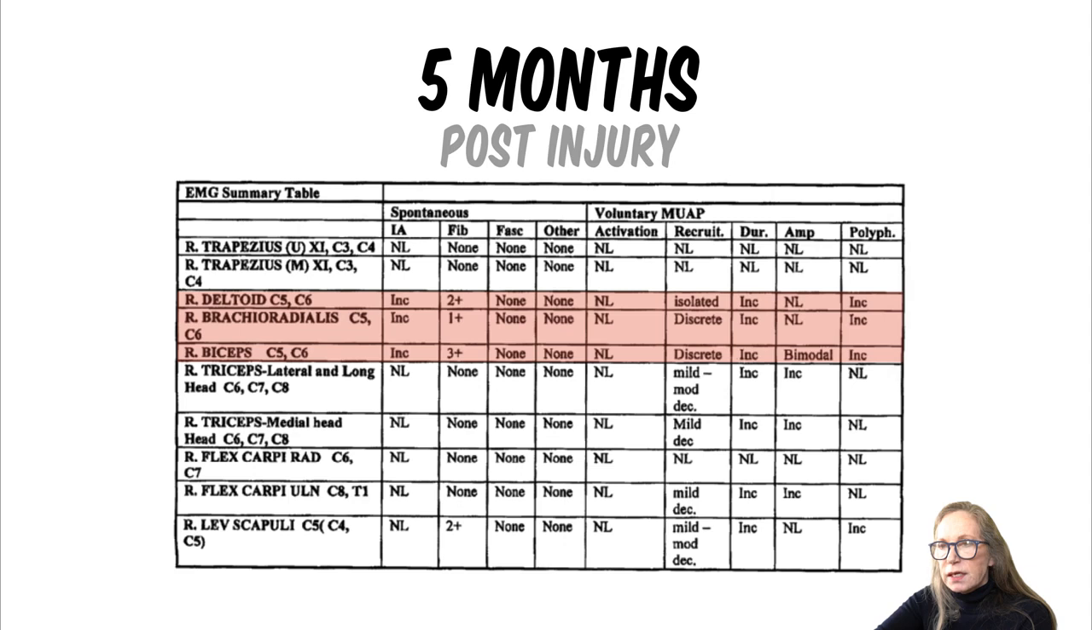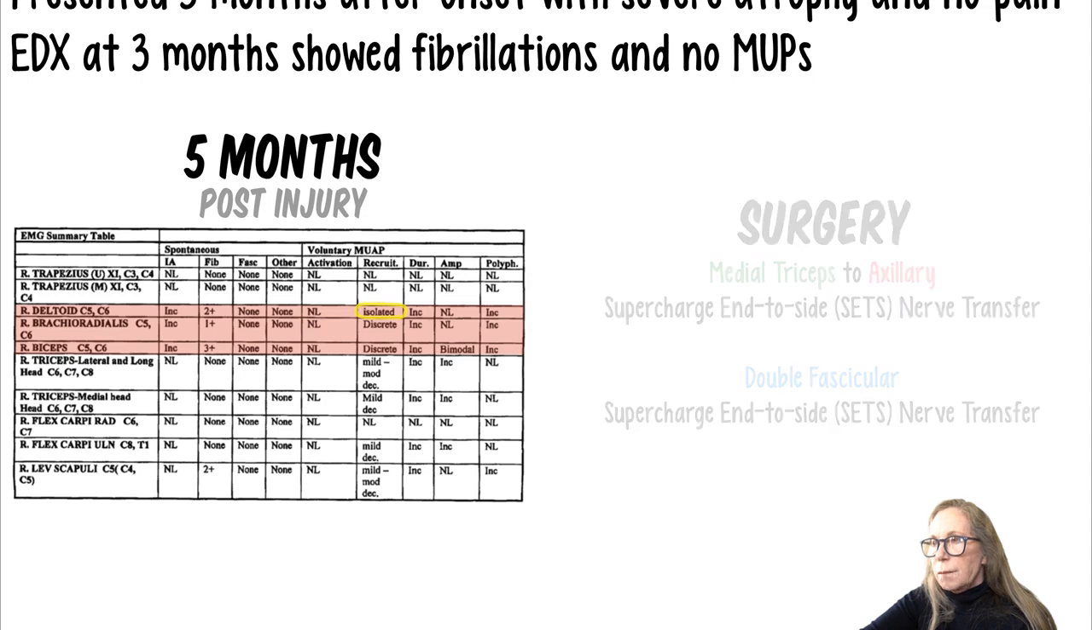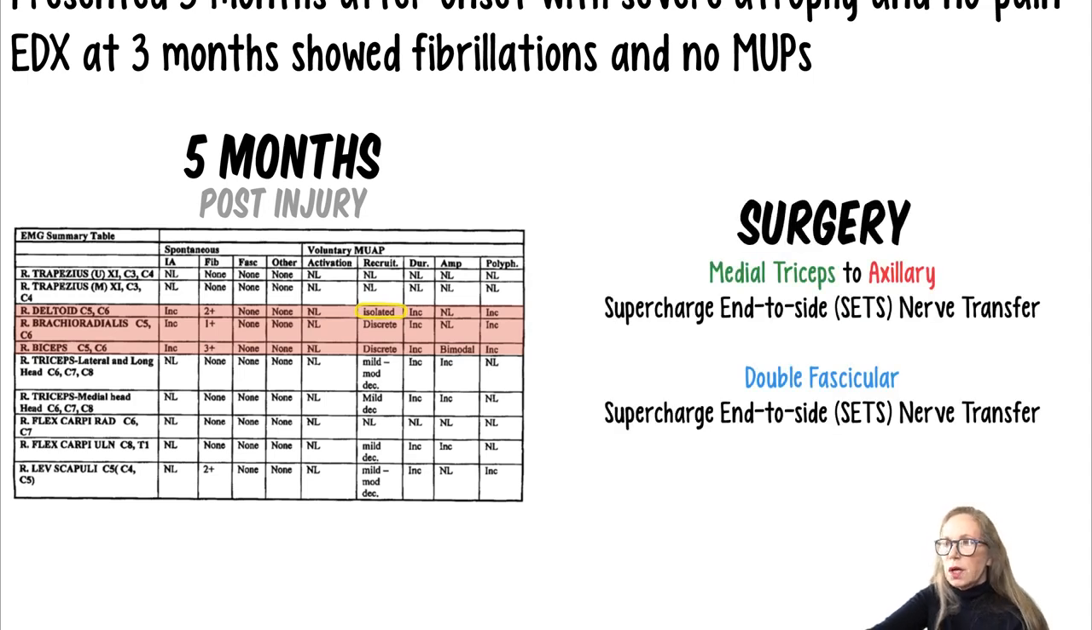he has increased spontaneous activity, and he does have some units, isolated and discrete, but definitely some units at 5 months. So this would predict he is going to be an axonotmetic injury, a favorable injury, but the variable favorite. You don't know how good that's going to be. And he does have some polys, but this would be the patient that I would do, and did, a medial triceps to axillary and a double fascicular transfer in a supercharged SETS procedure, going end to side to ensure that I'm banking on getting him up on that plateau for recovery.